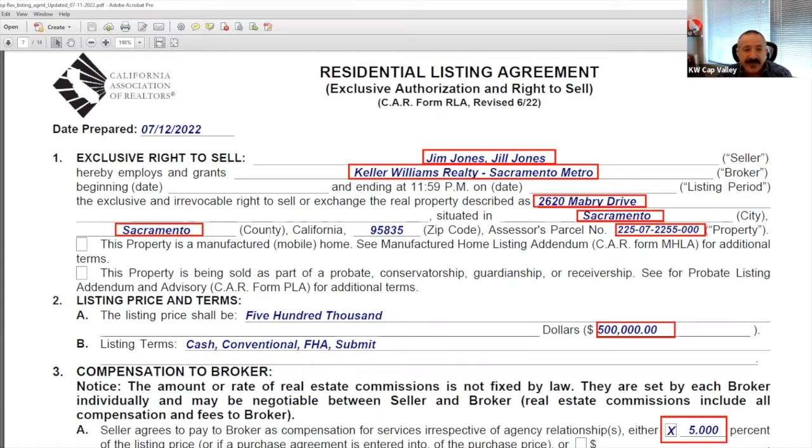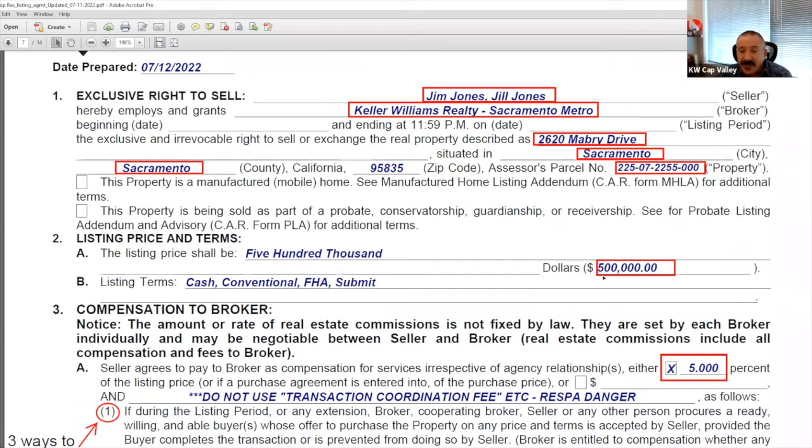You have the address of the property, and with that address, you also have the parcel number. I recommend you always include a parcel number on your listing agreement, as well as the address. Very important. Coming down here, you have the list price, $500,000. You have terms that the seller and you agree would be applicable to the sale: cash, conventional, FHA, or submit. Now, do you need to list all these types of financing here? No, it would still be a valid listing agreement if you didn't. But just remember, you want to at least have that discussion with your client.